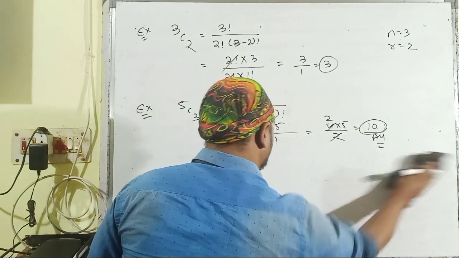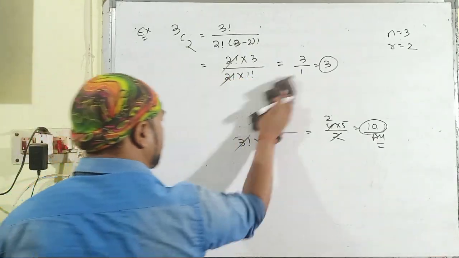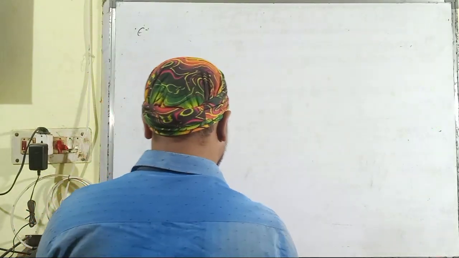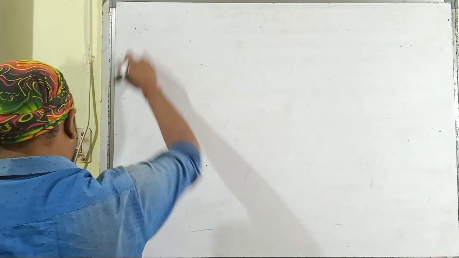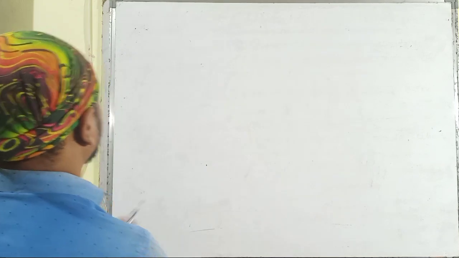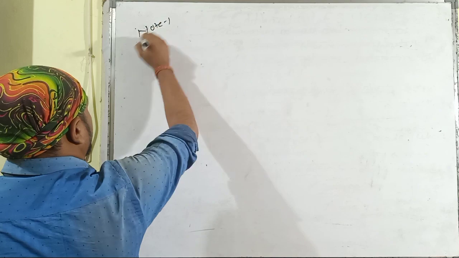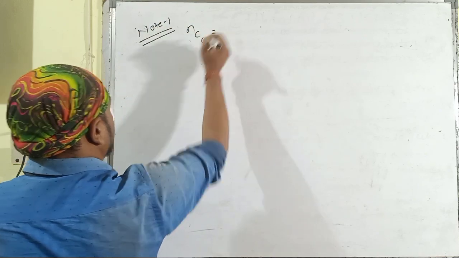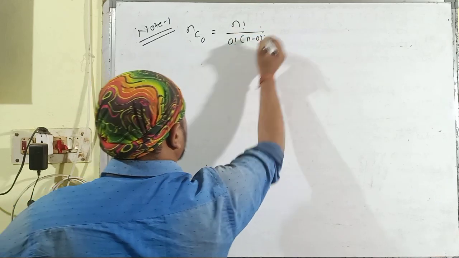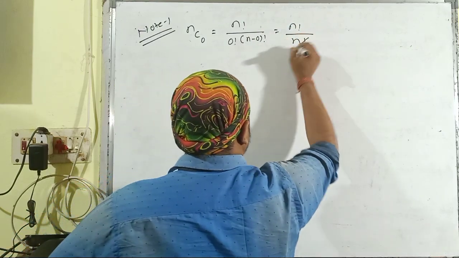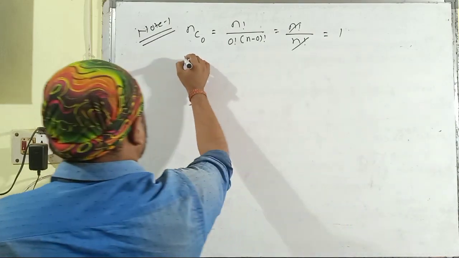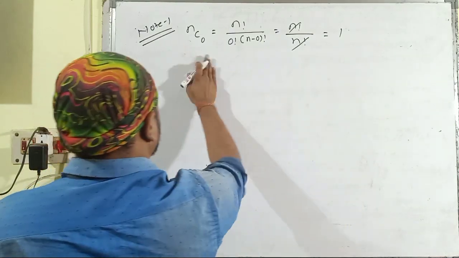Then moving towards some of the basic notes based upon the combination. This is the note number 1. Suppose we are finding out nC0, then it will be n factorial divided by 0 factorial multiplied with the factorial of n minus 0. That means it is n factorial divided by n factorial. Cancelling both of the common parts, you can have the answer as nC0 is equal to 1.